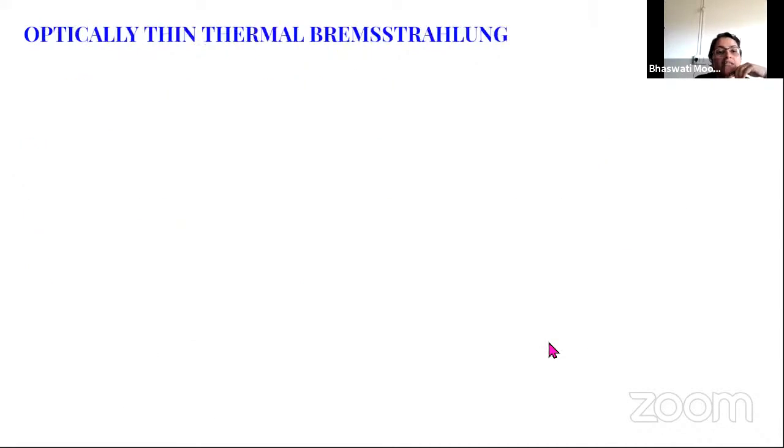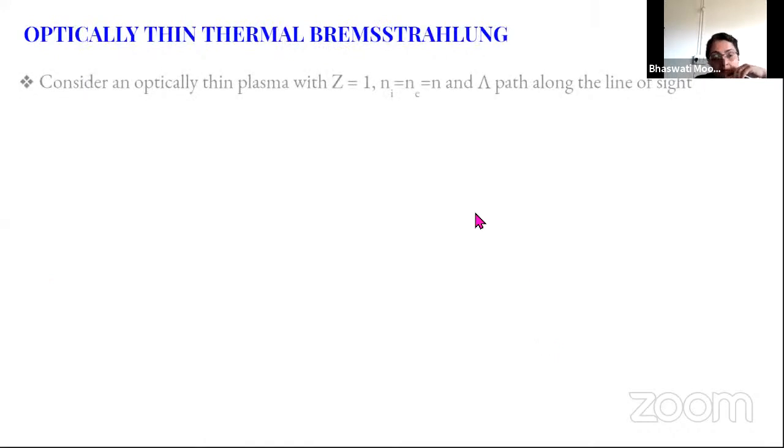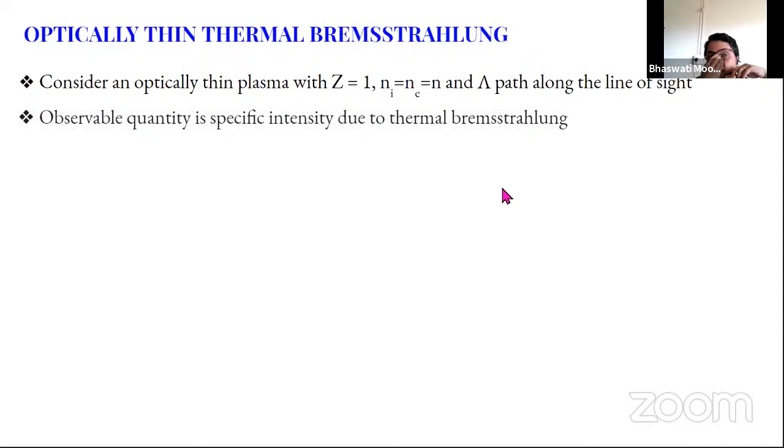Now, if you recall, when we wrote down the, let us now consider an optically thin plasma. So we put Z equal to 1, and the number density of ions and electrons is equal, because if you consider hydrogen and singly ionized hydrogen, you will have equal numbers of electrons and protons. And let capital Lambda be the path along the line of sight. Now recall, why am I saying path along the line of sight? Because I wrote down my equation, the radiative transfer equation. If you have not written it down, let me say it again for you.